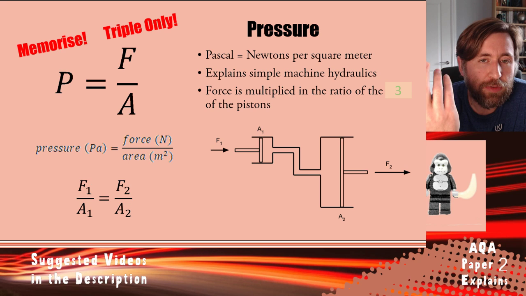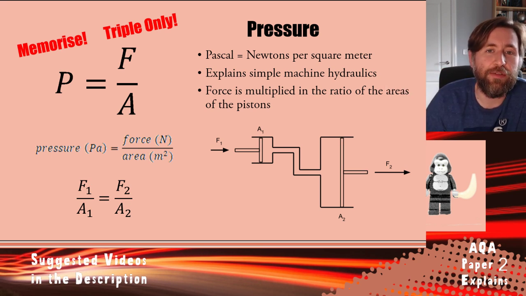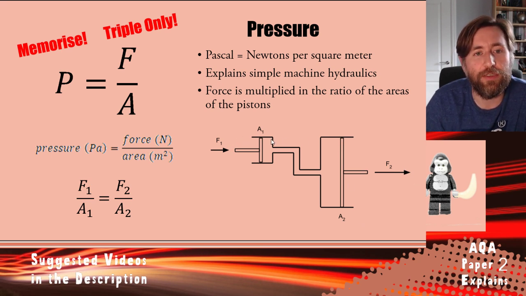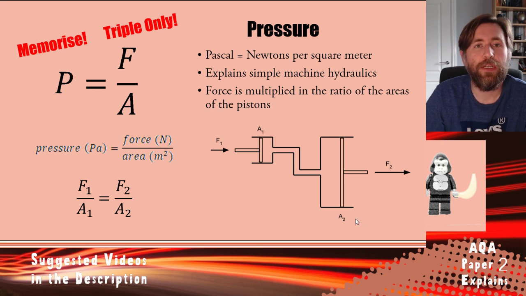Okay, the force is multiplied in the ratio of the areas of the pistons. So the force I put in here is multiplied in the ratio of the two areas. So if this area was 1 and this was 2, then the force would be doubled. If this was 10 and this was 40, then the force would be quadrupled because the ratio would be 1 to 4. So just look at the areas.